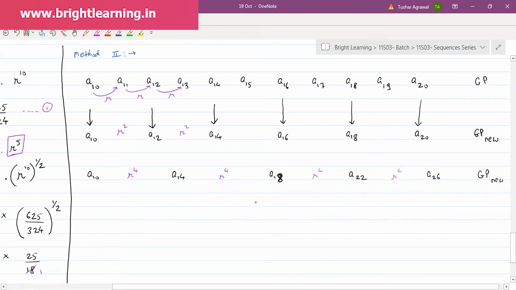Is this point clear to you? What I'm trying to say is that I'm forming a new sequence. Which is my new sequence? The 10th term of the original one, the 14th term, the 18th term, the 22nd, the 26th of the original one. I'm taking these as the consecutive terms of my new sequence, and the common ratio is the same. Can you see? It is R to the power 4, the original R raised to the power 4.